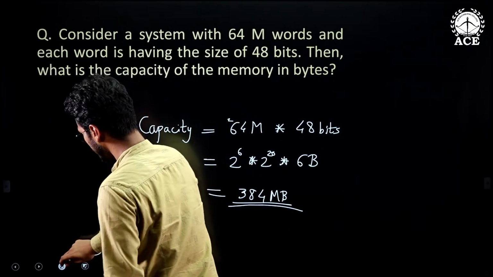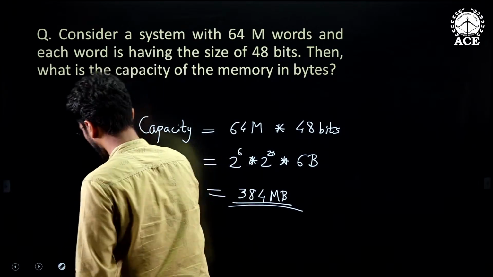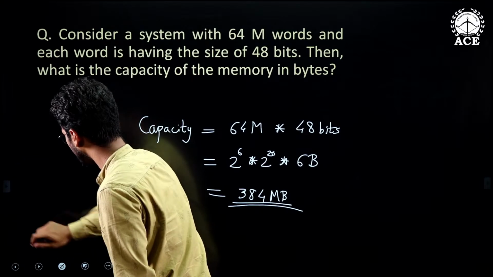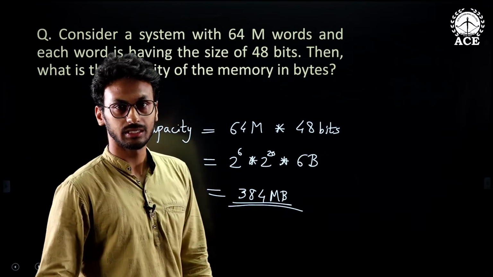Done with this one. I'll just rub this one with the eraser. Let me get back to this pen. Okay, 384 MB is the answer, the capacity of the memory. This is how you can find it.